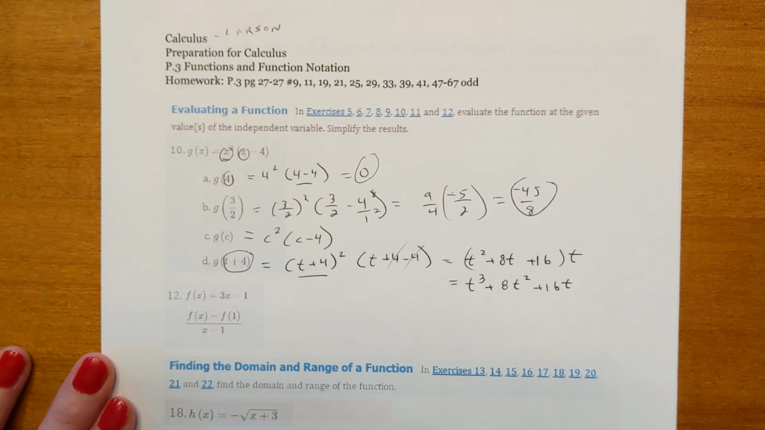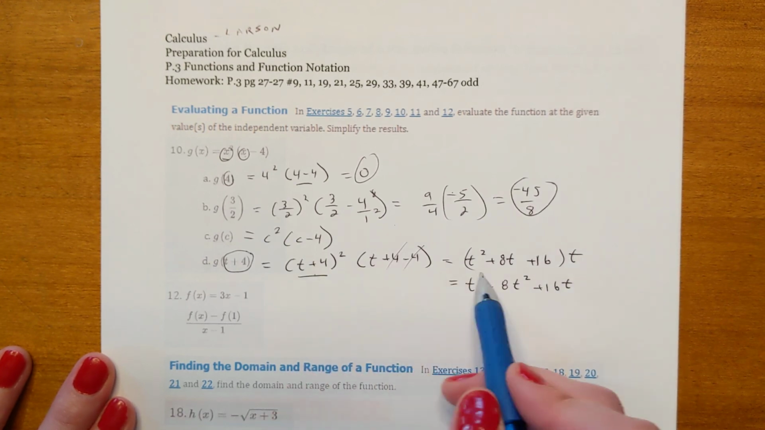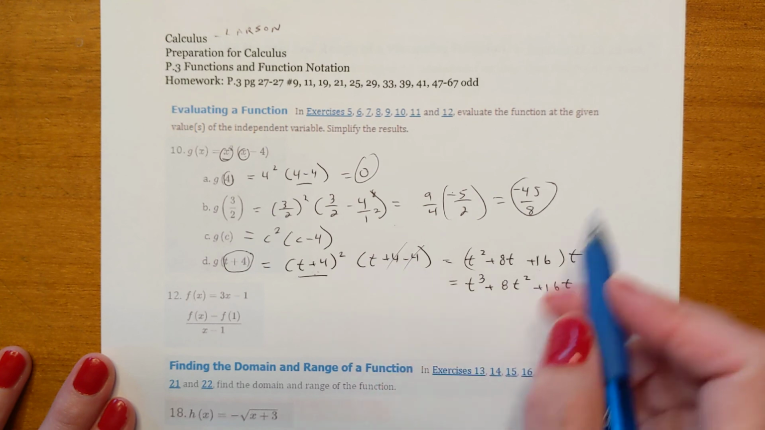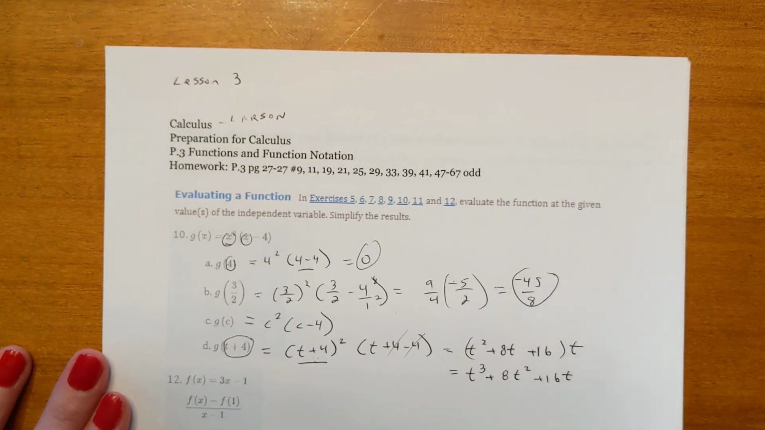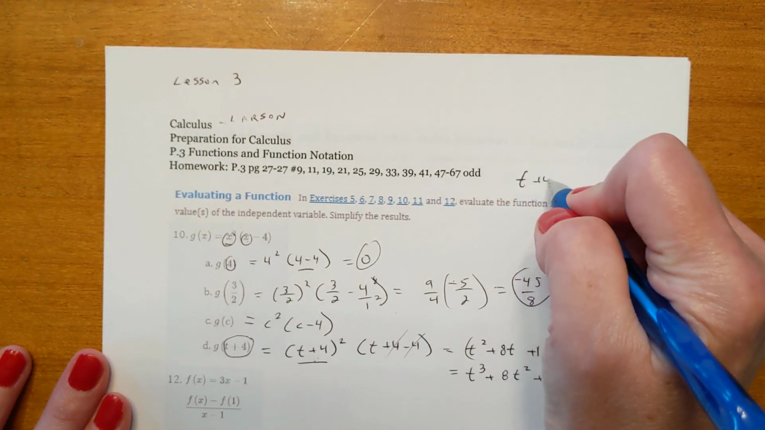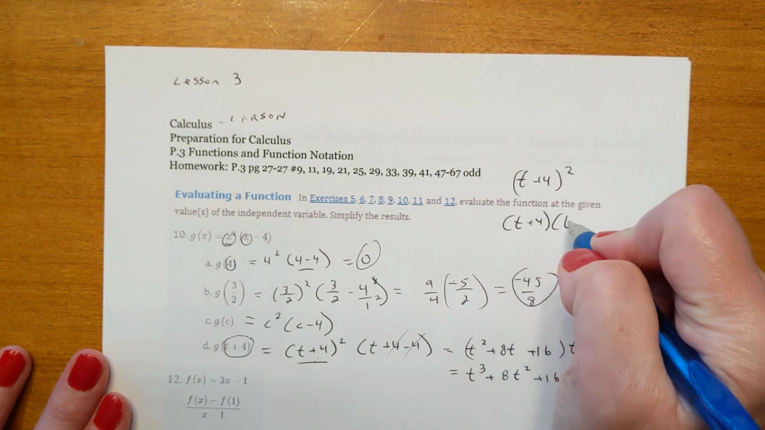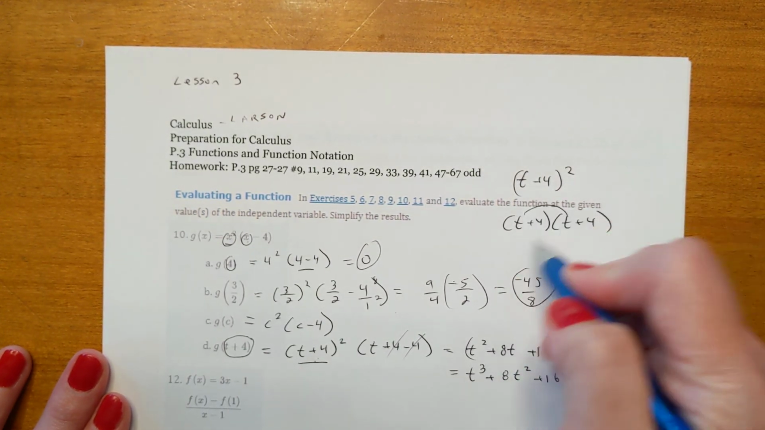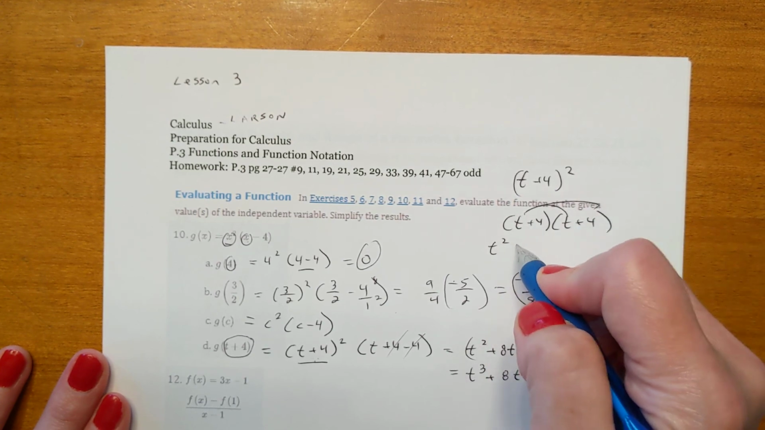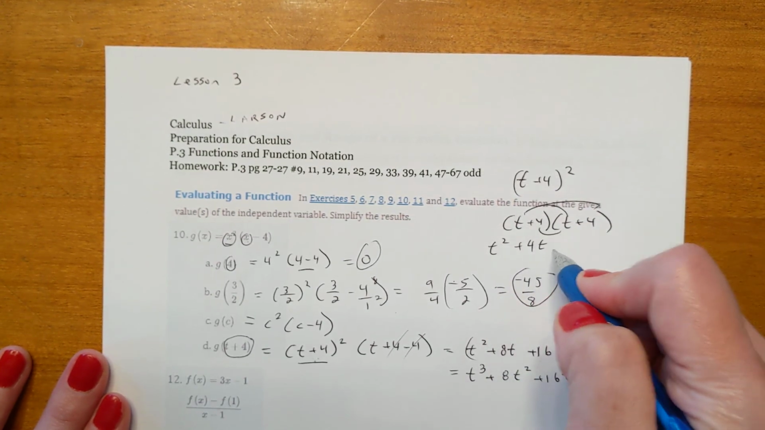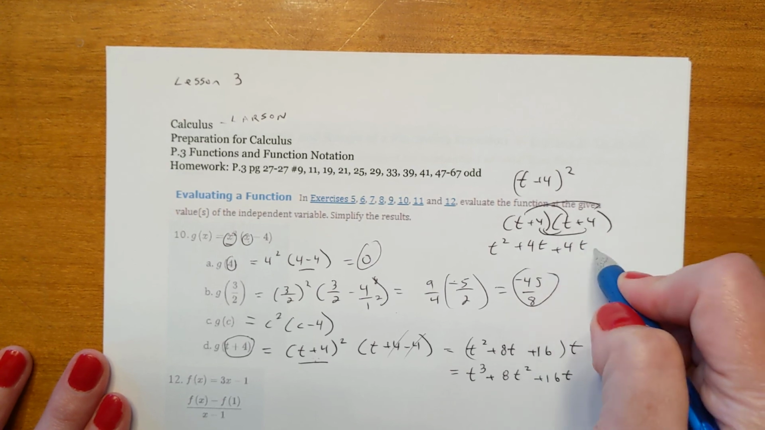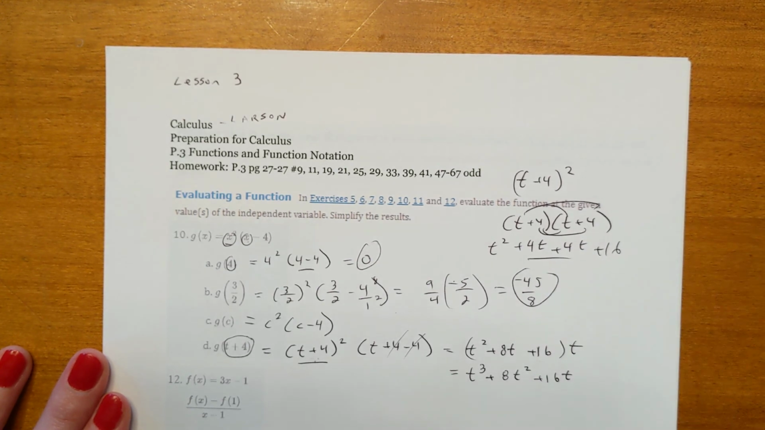And somebody at home is saying, what, how come t plus 4 squared is that? Because you have to FOIL it out. I'll do it up here. So t plus 4 squared means t plus 4 times t plus 4. So that gives you the t squared. The outer is 4t. The inner is 4t. And the last one's 16. So that's where the 8t comes from.